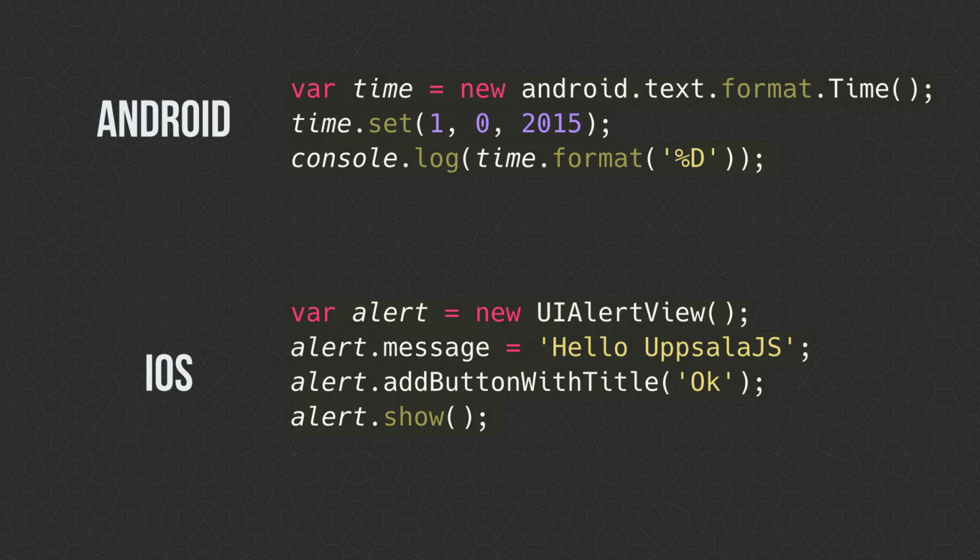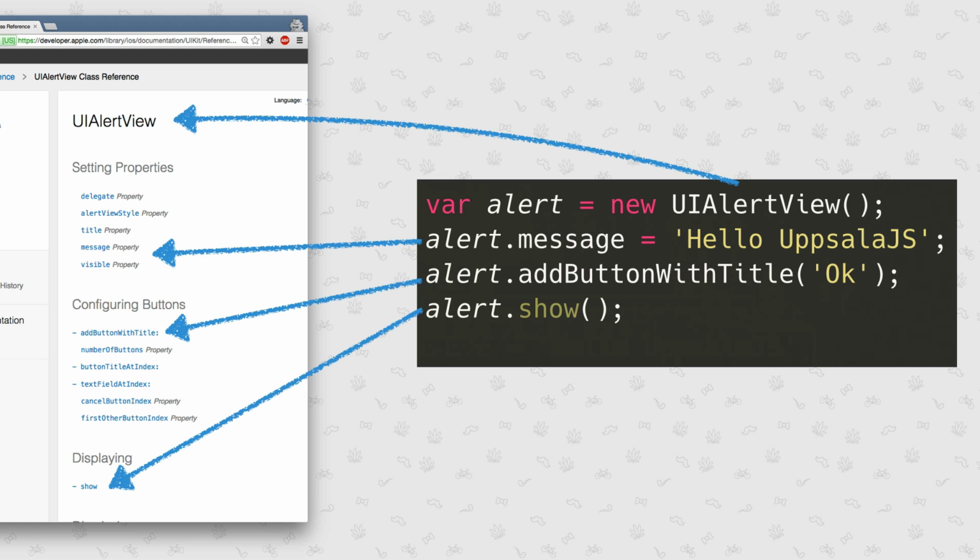And how do I know to write this? Well, I can Google and I can read the documentation. This is the iOS documentation of creating a UI alert view, which is a pop-up. So you can see it's named UI alert view. It has the message property, it has the add button with title button, and it has the method show. So I can see that and write the code.